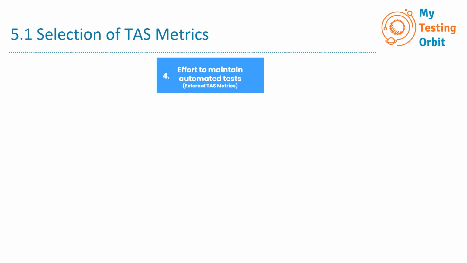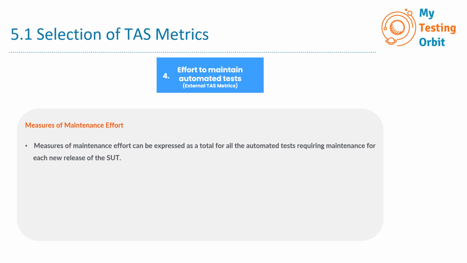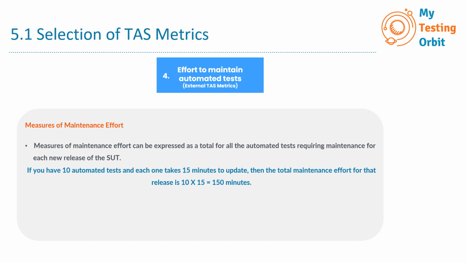Okay, so we are still continuing number 4, and the next point is measures of maintenance effort. Measures of maintenance effort can be expressed as a total for all the automated tests requiring maintenance for each new release of the SUT. So in order to understand this point better, let's do some calculation. If you have 10 automated tests, and each one takes 15 minutes to update, then the total maintenance effort for that release is 10 times 15, which is 150 minutes. So it's a very simple and clear way to express the maintenance effort required.